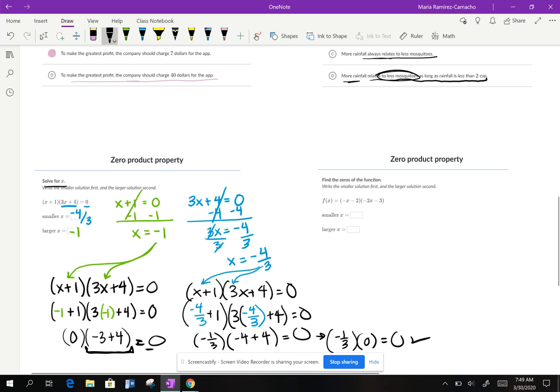this works. So all you have to do for the zero product property problem is set each binomial equal to 0 like we did here, and then you just solve for x, figure out which one's smaller, which one's larger, and then you put both results in. So let's do that over here as well.